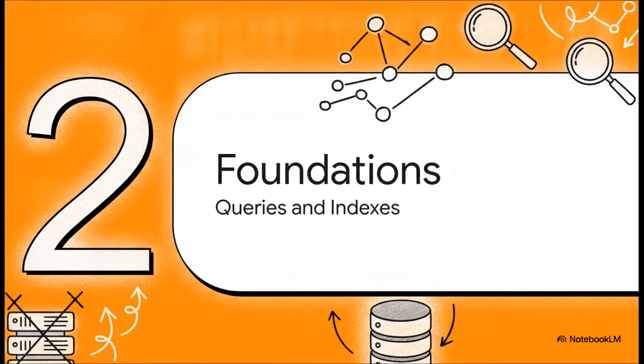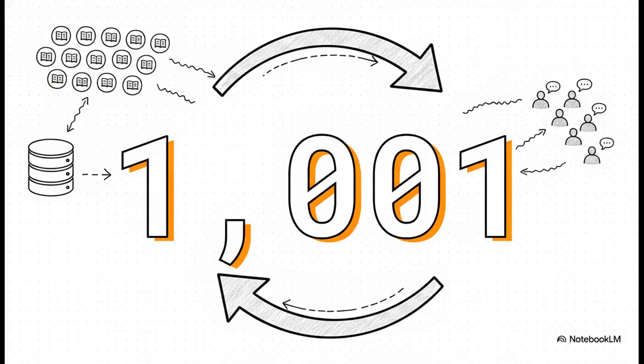Moving right along into Section 2, Foundations, Queries and Indexes. Now, before rushing out to buy more expensive cloud servers, we first have to look at how an application accesses data in the first place. Think about the number 1001 for a second. It perfectly illustrates the dreaded N+1 query problem. This is an absolute silent killer of application performance.